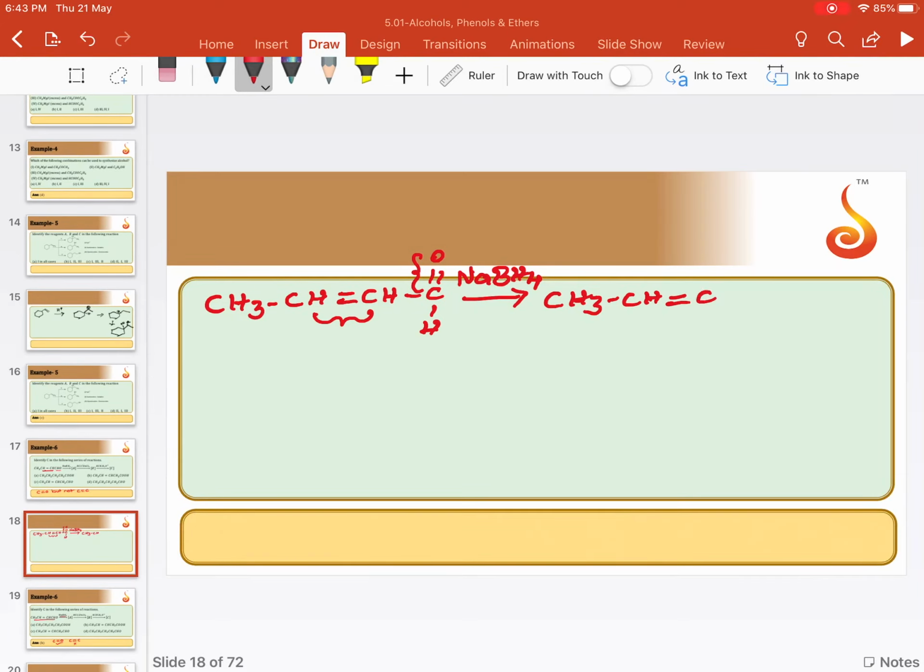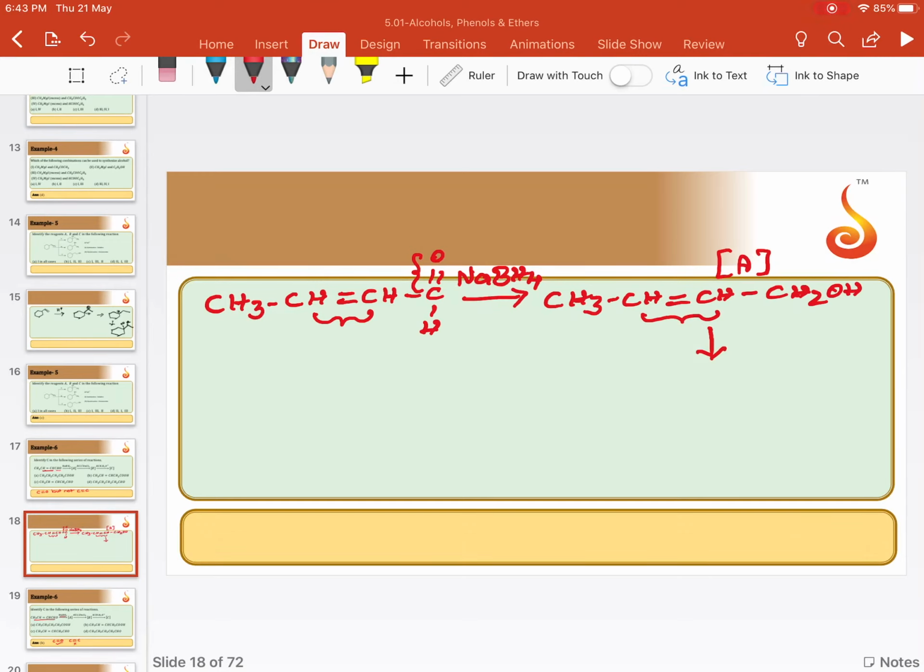CH3CH=CH CH2OH. The carbon-carbon double bond is not affected by sodium borohydride. That we have to learn here. Now this compound is compound A.